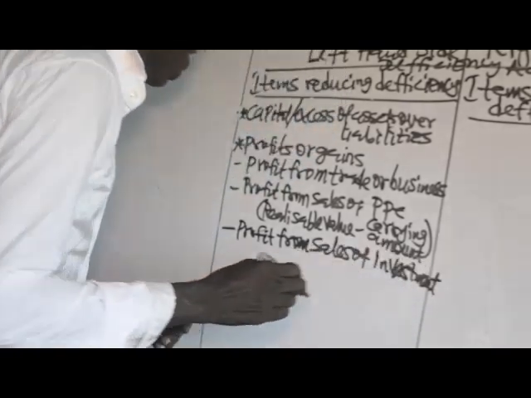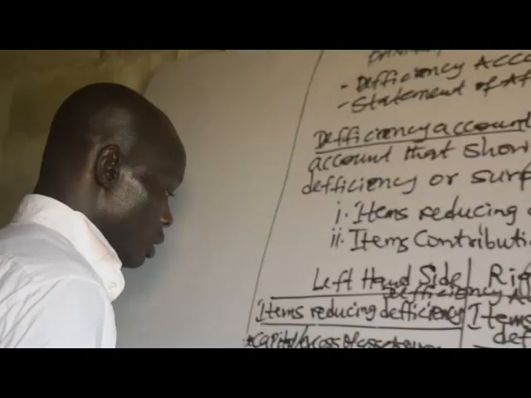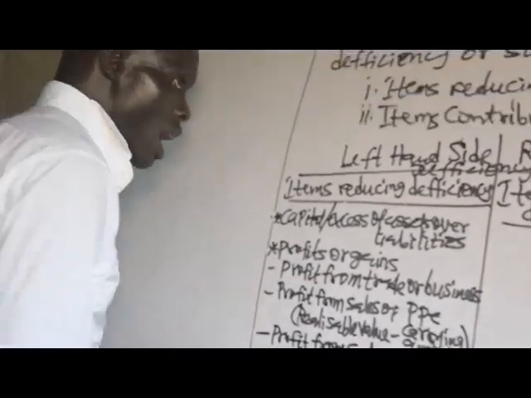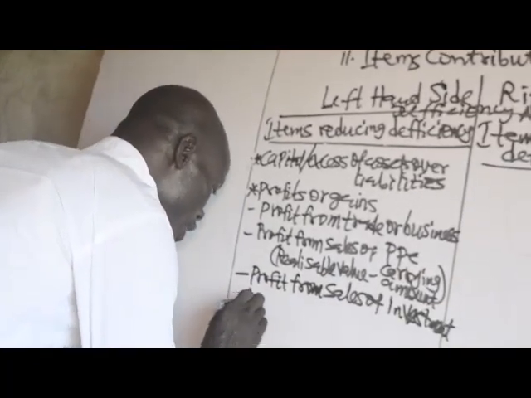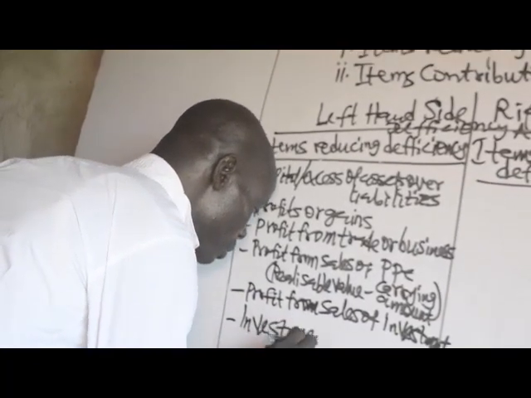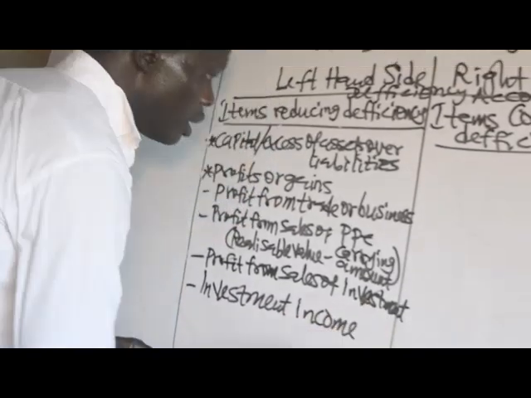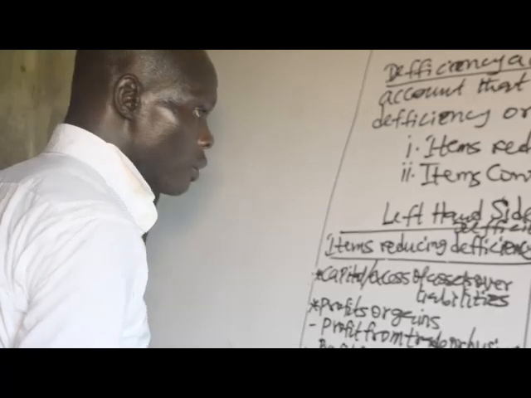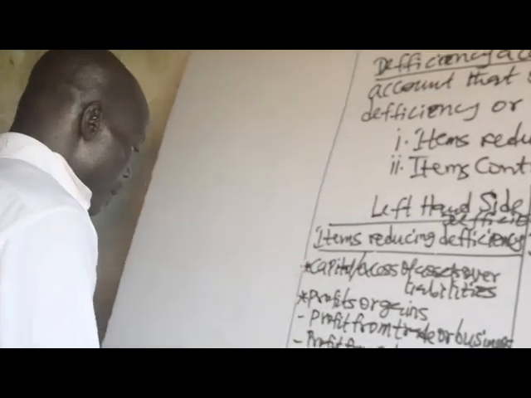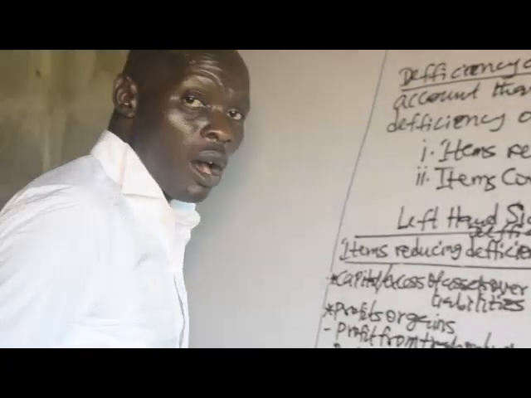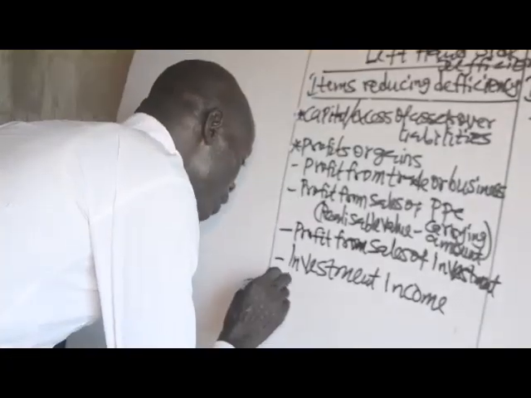It will lead to reduction in deficiency or losses. We have investment income. Then we also have number three, the realizable value of personal assets.